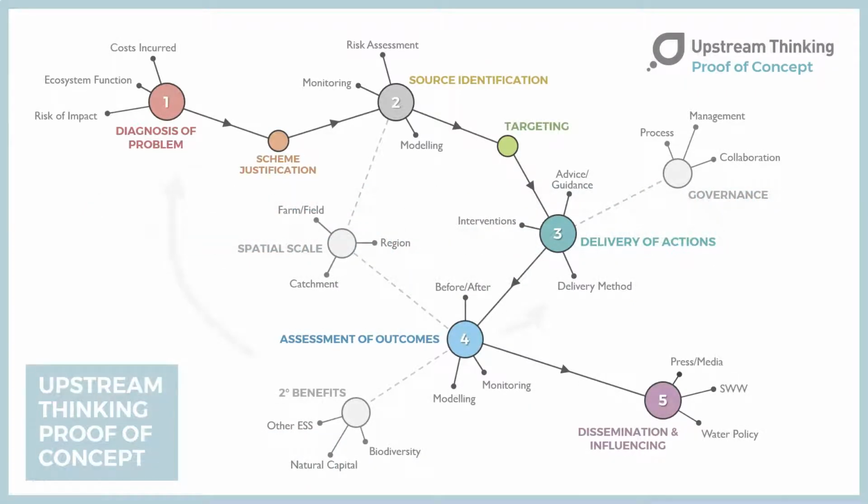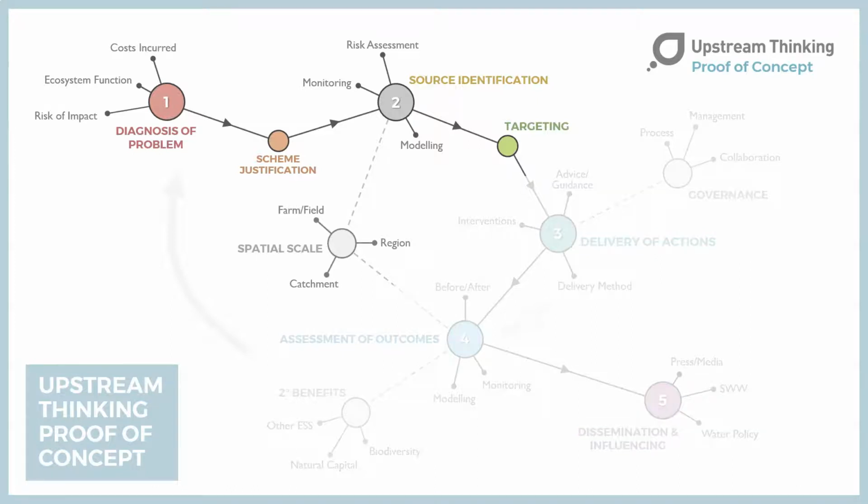In this webinar, the second of the series, I will explain the first 2 stages of our proof of concept process, which focus on problem diagnosis in catchments, justification of investment, pollution source identification, and the methods we use to target our catchment management interventions.